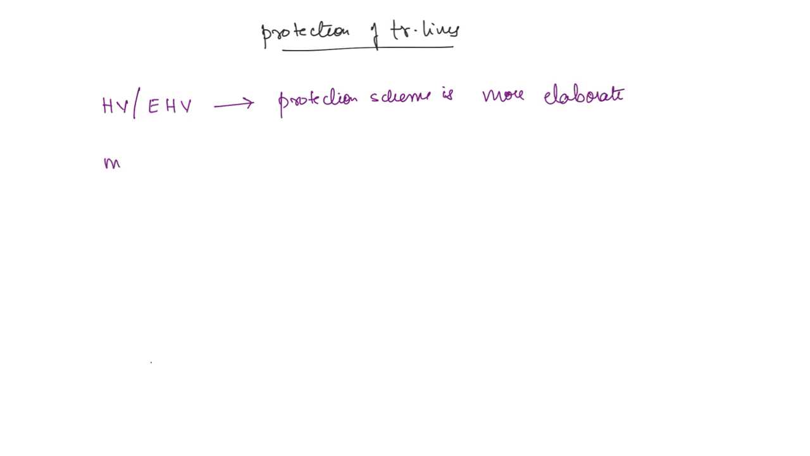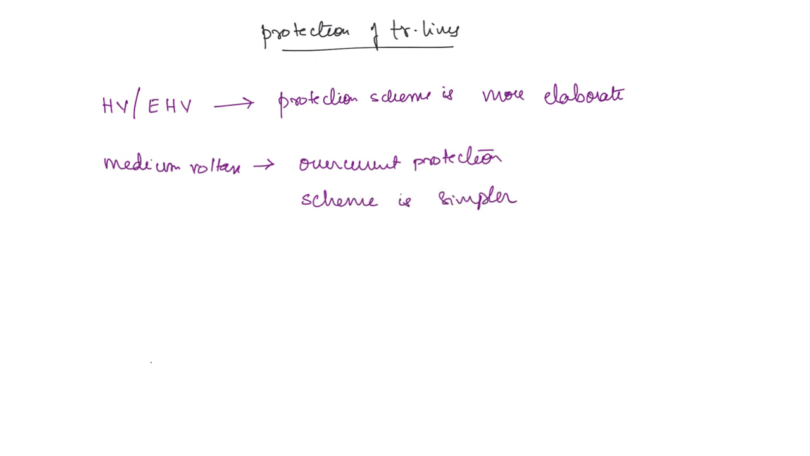So for medium voltage lines, here the scheme is going to be much simpler and most often overcurrent protection is enough, okay? Overcurrent protection is often used and the protection scheme is simpler as compared to high voltage lines, okay? As for low voltage, that means the distribution lines, here mostly we are going to make use of fuses and auto reclosers, okay? So this much is enough.